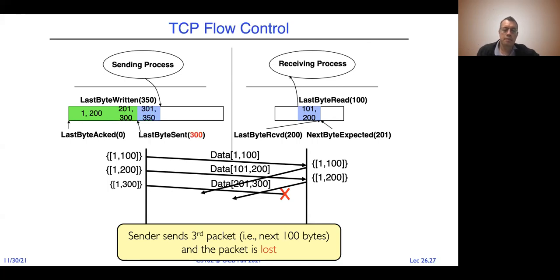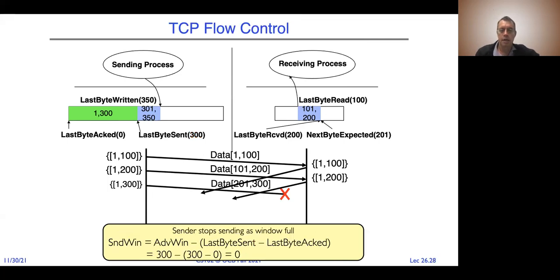In the meantime, I advance the last byte sent on the sender to 300, and the sending window now is 0. I can no longer send. You see, the sending window now is 0 because I sent 300 bytes. I knew that the advertised window is 300 bytes.